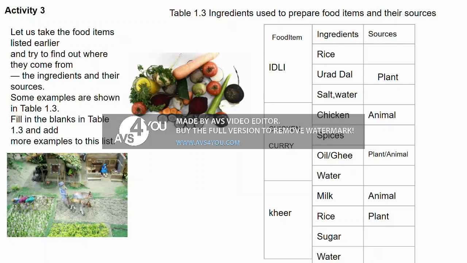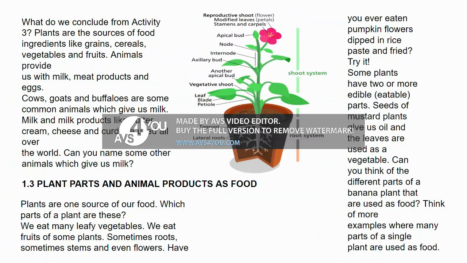Ingredients. Sources. Rice. Urad dal. Salt, water. Chicken. Animal. Spices. Oil, ghee. Plant, animal. Water. Milk. Animal. Rice. Plant. Sugar. Water. Idly. Chicken curry. Food item. Plant. What do we conclude from activity 3?